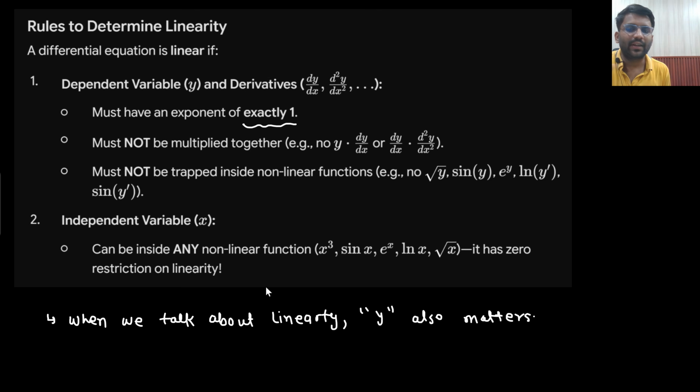In the multiplication, there could be anything: a function of sin x, x cube, e to the power x, ln x. I don't care. But they should not be multiplied together. That means y should not be multiplied with dy by dx. dy by dx should not be multiplied with d2y by dx2. That means a function of y multiplied with a function of y.